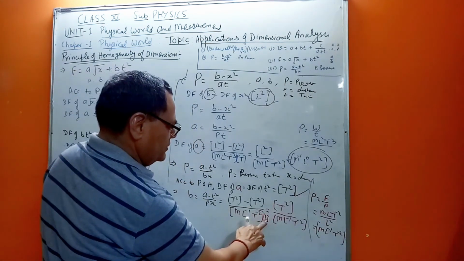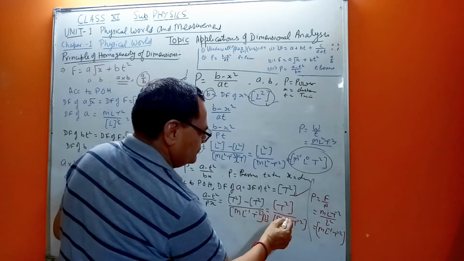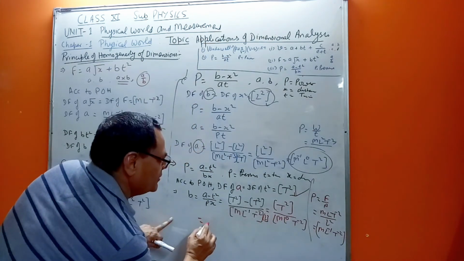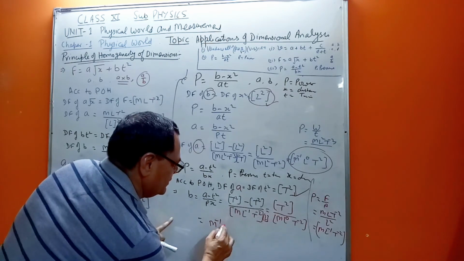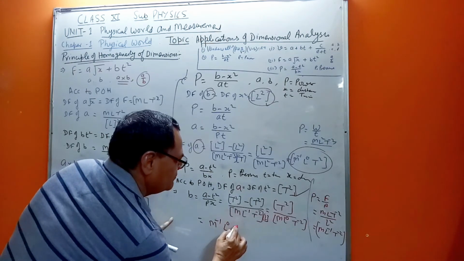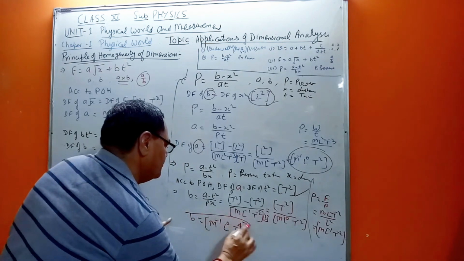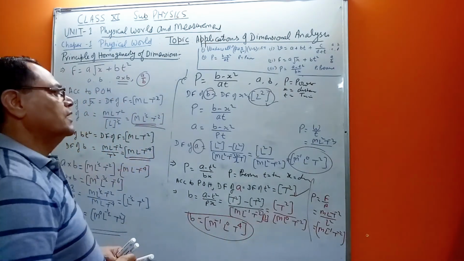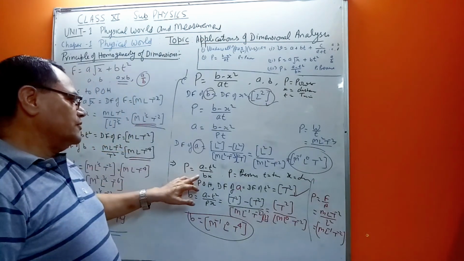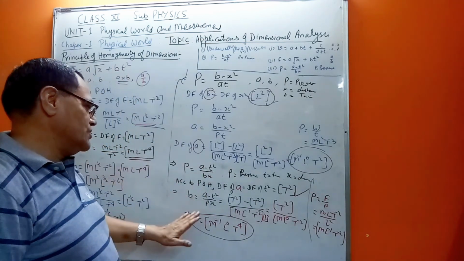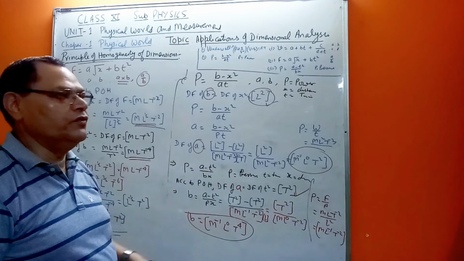The moment you take this L positive and this L minus, this will become L0. So finally this will become M raised to power minus 1, and of course L is 0, whether we take it or not, and it will become T4. In this way we can find the dimensions of B as well. Clear? So in this formula where P represents the pressure, A and B are constants, T is time and X is distance, the dimensions of A and B can be found in this way.